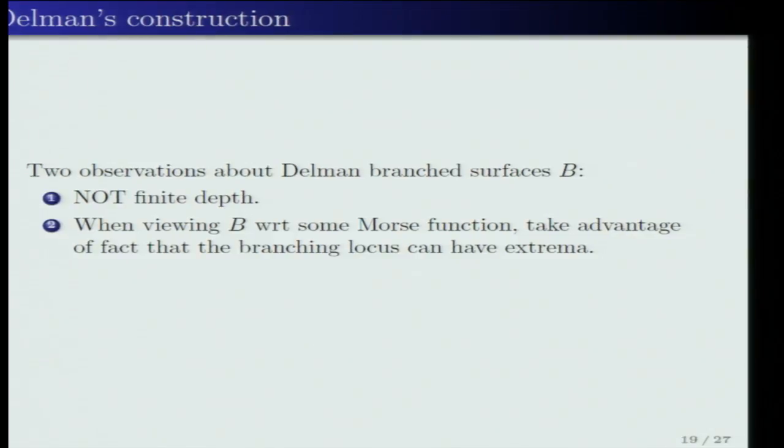And here again, I want to emphasize two observations about the Delman branch surfaces. I've already said they're not finite depth. And also, one game is often to put a Morse function on your manifold and then express your foliation or your branch surface in Morse normal form. He takes very strong advantage of the fact that the branching locus can have extrema. And that sounds like a very obvious assumption.